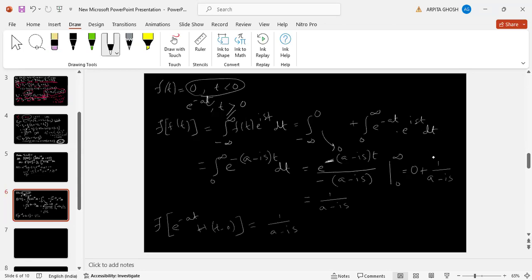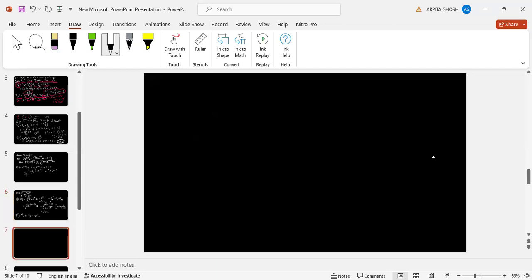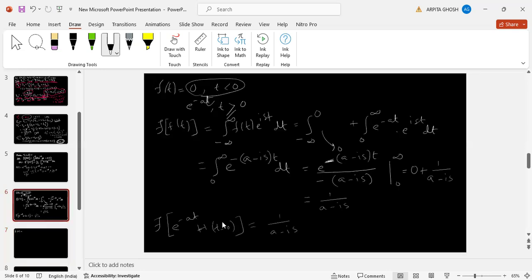Now the next one. Now let us take the second function. ফর্মুলাটা একবার দেখান। হ্যাঁ ফর্মুলাটা একবার দেখান যেটা আগে লিখলেন। ফর্মুলা মানে এখন যেটা দেখালাম, হ্যাঁ ম্যাম। Function is your e to the power minus at into h t minus 0. h t minus 0 বলতে বোঝায় 0 এর নিচে ভ্যালু 0, 0 onwards ভ্যালু 1.